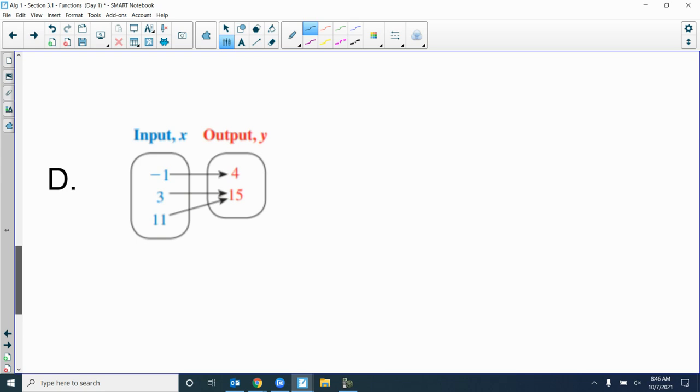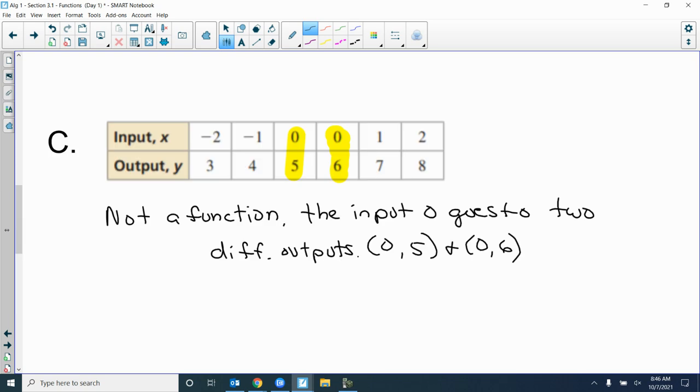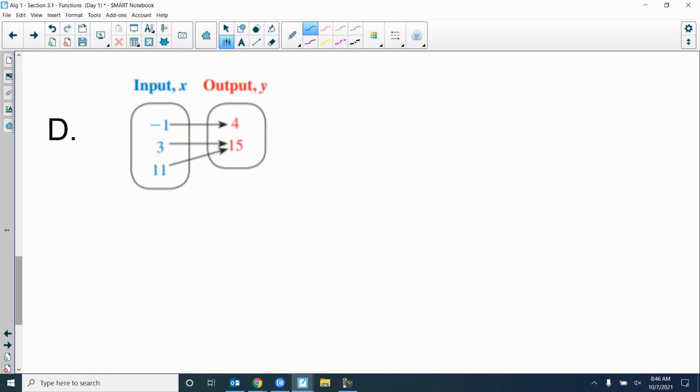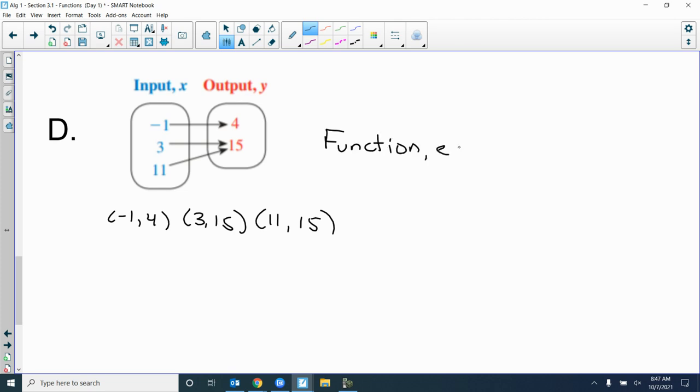So, Ava, what do you think? I think it is a function. It is, because these arrows are how you would view this as an ordered pair, even though it's not listed. So you could say that would be like -1, 4. This would be 3, 15. And this would be 11, 15. As long as the X doesn't repeat, as long as the X goes to 1, it can go to the same one. That's okay. So this is a function. Each input goes to exactly 1 output.